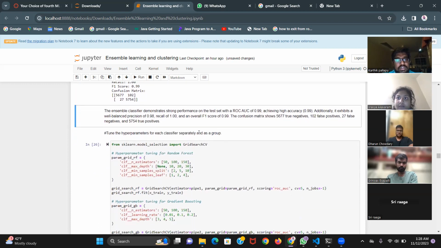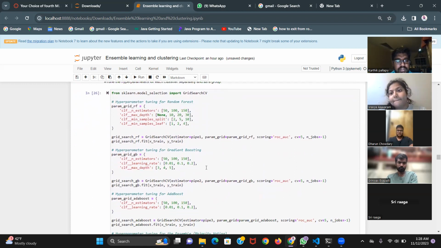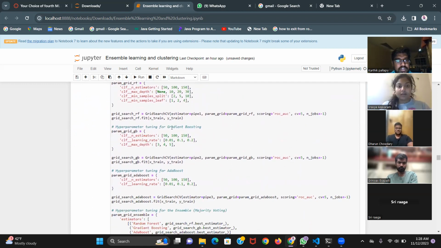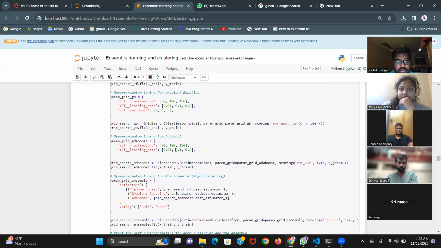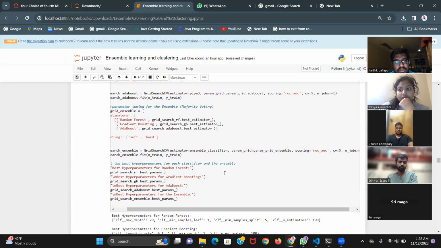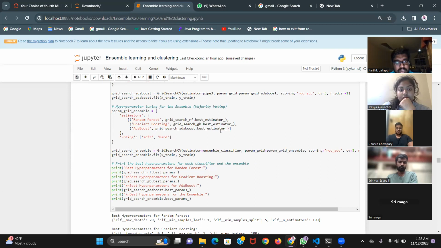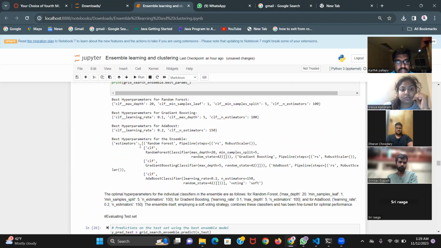And also the hyperparameters of the classifiers are separated as a group. Here we are separating these all as a group, so you can see the grid search and the estimators and learning rate. We are doing the hyperparameter tuning for this ensemble because it gives better accuracy and also the best result in the final output. So using hyperparameter tuning on classifiers like random forest, gradient boosting, and also the ensembles, they're getting the best results here by using this hyperparameter tuning.